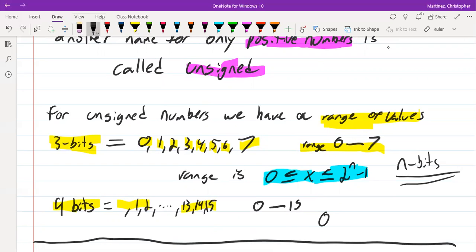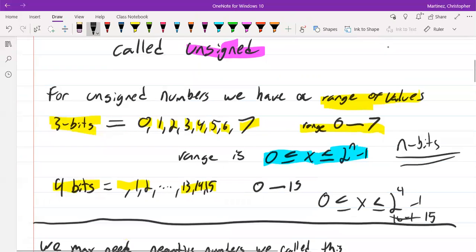Well, it is 0 less than or equal to x, less than or equal to 2 to the 4 minus 1. 2 to the 4 ends up being 16, minus 1. Well, that is 15. And we saw that's where we ended our range.